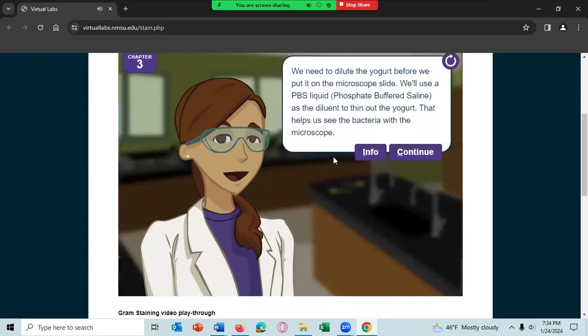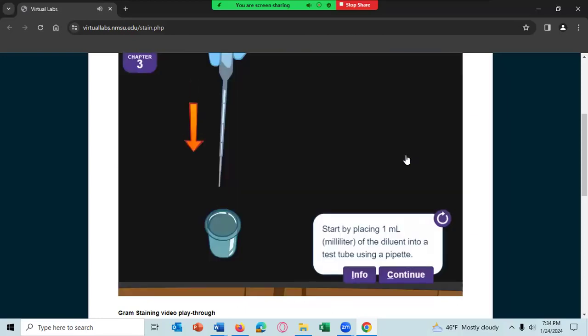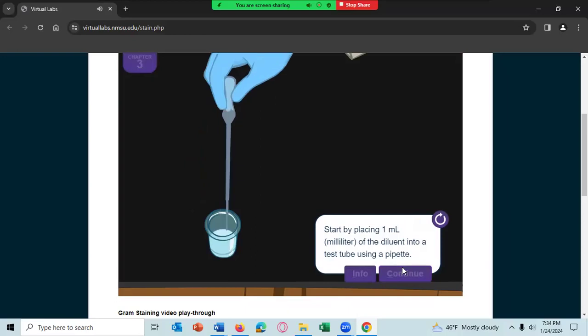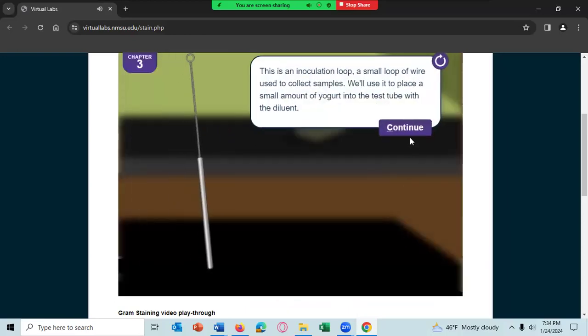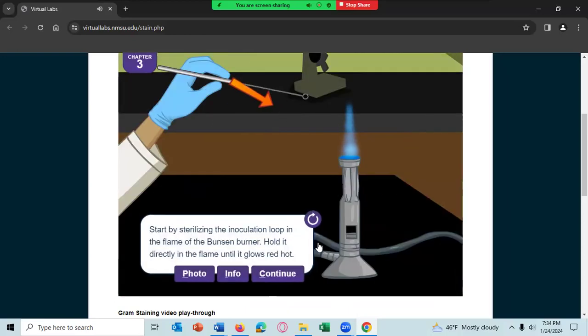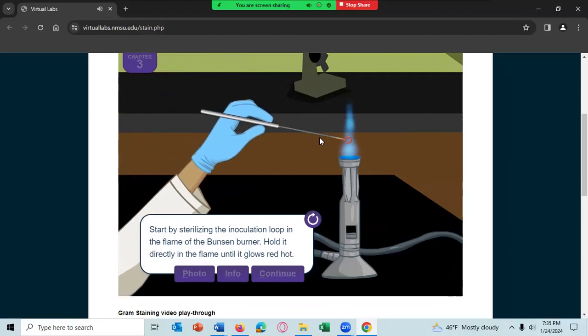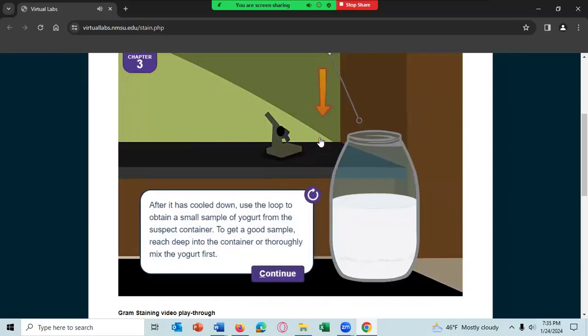We need to dilute the yogurt before we put it on the microscope. Start by placing 1 milliliter of the diluent into a test tube. This is an inoculation. Start by sterilizing the inoculation loop in the flame of the Bunsen burner. Hold it directly in the flame until it glows red hot. After it has cooled down, use the loop to obtain a small sample of yogurt from the suspect container. To get a good sample, reach deep into the container or thoroughly mix the yogurt first.